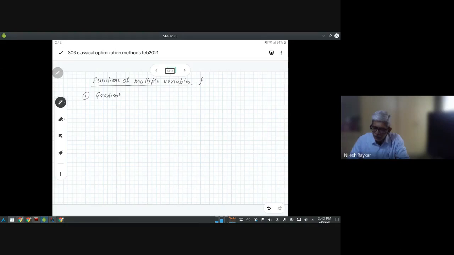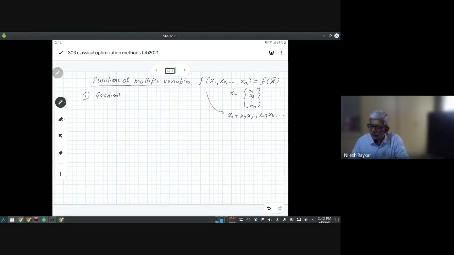Here we're talking about a function of x1, x2, up to xn. In short, I'll be representing this as f of x bar, where x bar is a column vector having x1 up to xn. This function, for example, could be x1 plus x2 x3 plus log of x4 and so on. So it is any function which has a number of variables.